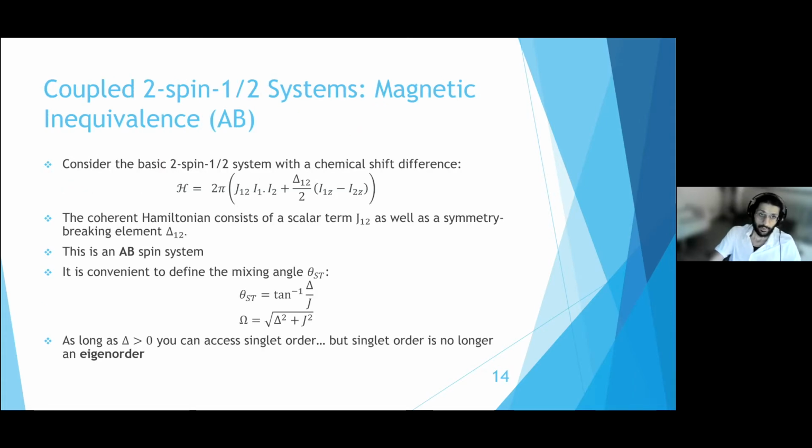And let's say what we do now to our very basic model. We take our A2 system and we introduce a symmetry breaking term, which here I've called delta. So the delta term here is an isotropic chemical shift difference. And now it's formally an AB system. And it's convenient to define this nice quantity here, which makes things much more simple, which is this singlet triplet mixing angle, which is basically a measure of how broken your symmetry really is. And as long as you have this term, doesn't matter how small or big it is, you can access singlet order. But the problem is it may no longer be an eigenorder.